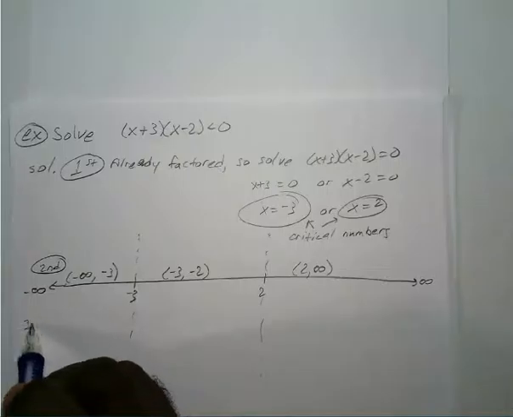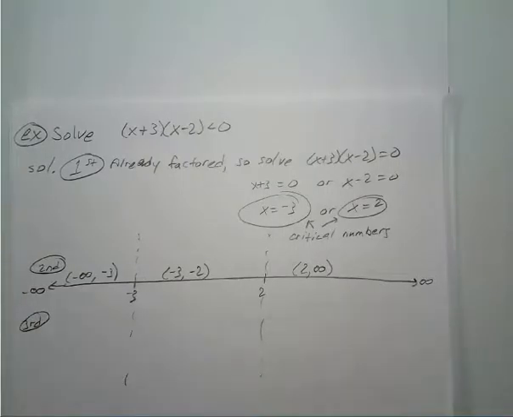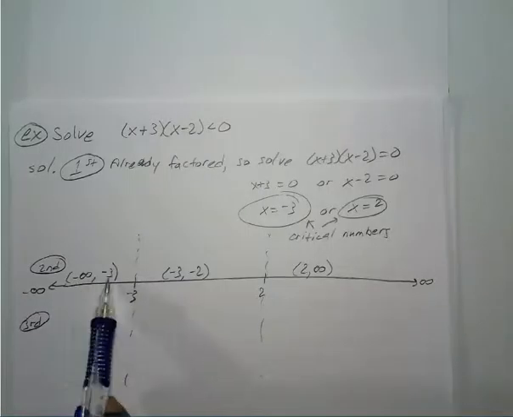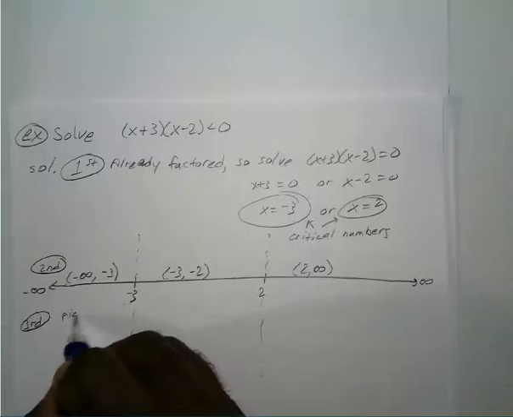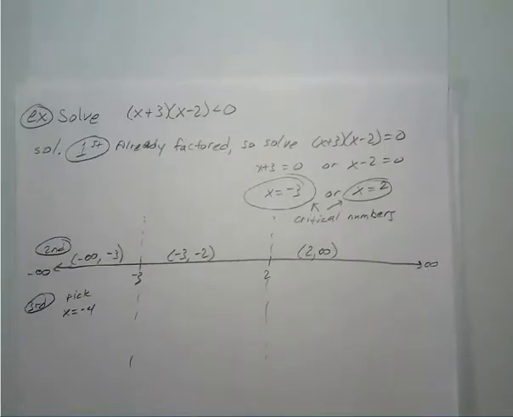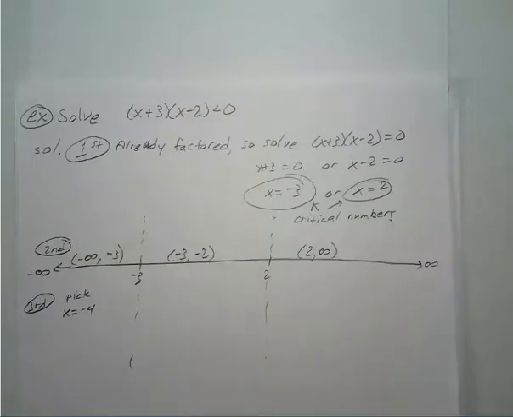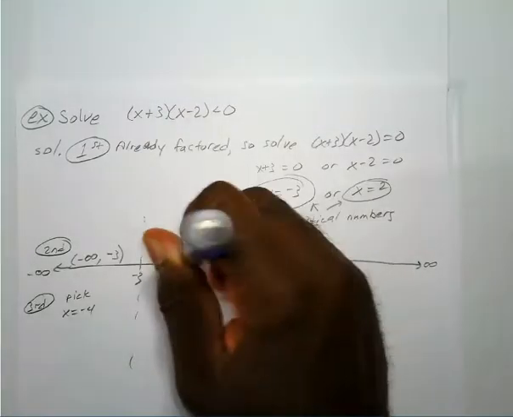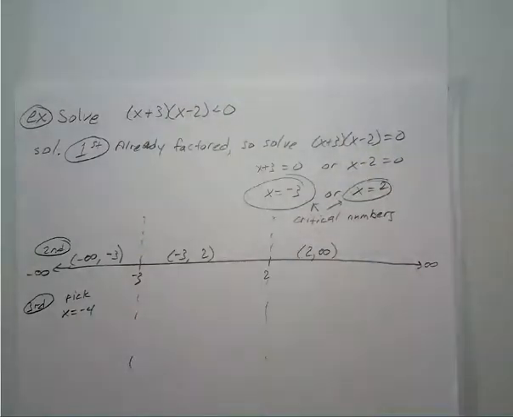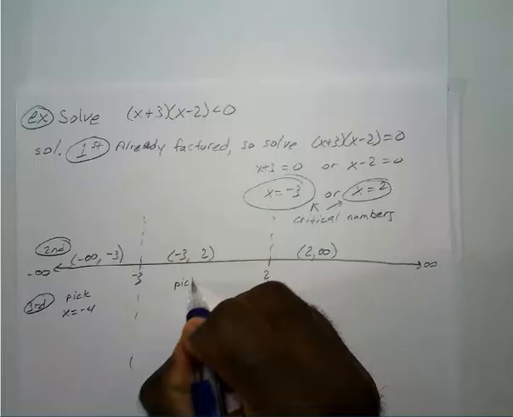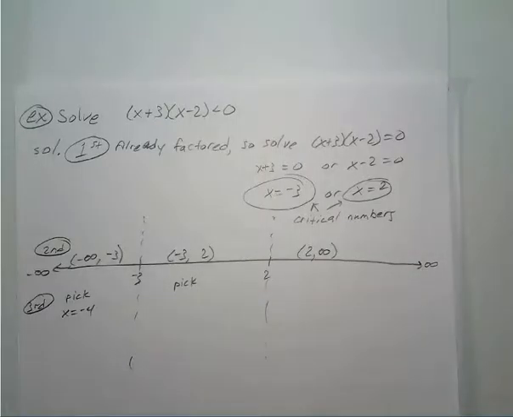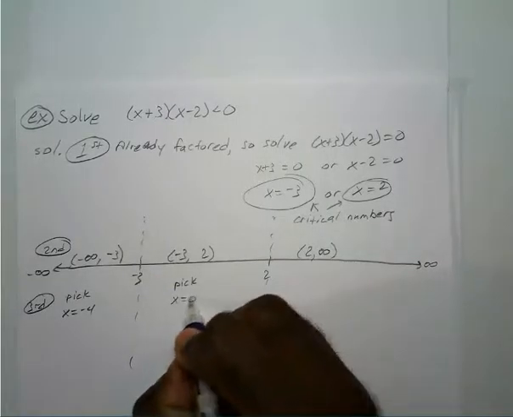Now our third step is we pick a test value. In this section, the test value can be anything from -infinity to -3, but it can't equal -3. So I'll pick x equals -4. And in between here, you have -3 all the way to +2. Whenever possible, just out of sheer convenience, try to pick x equals 0.